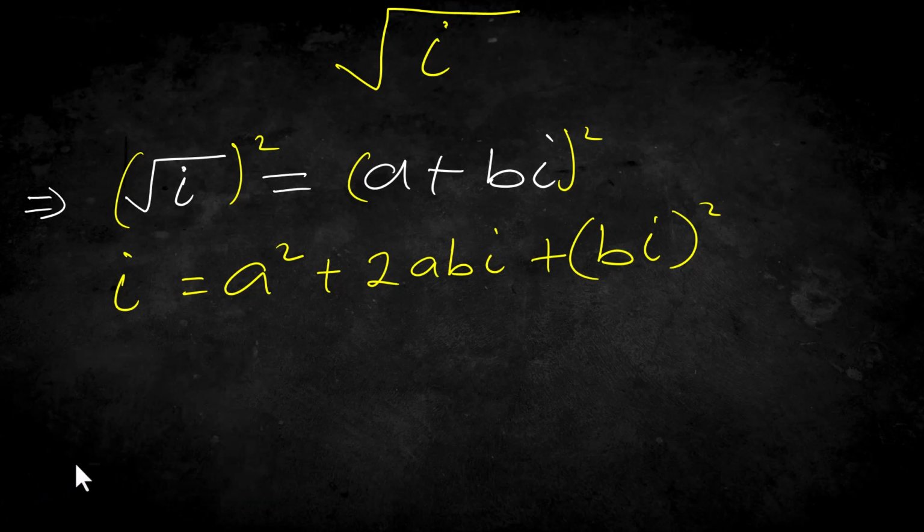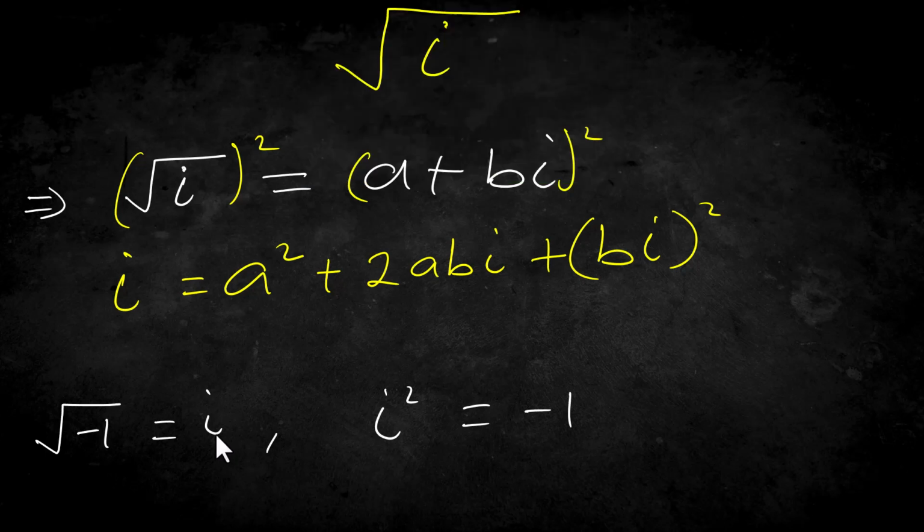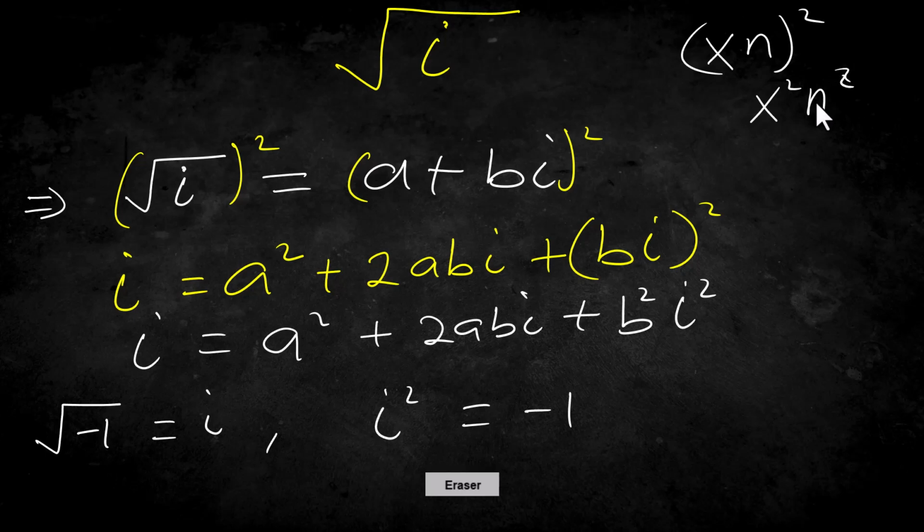Now before we proceed, let's understand that the square root of -1 is the same as i, and therefore i squared is the same as -1. Let's understand that. Now let's arrange this one. i is the same as a squared plus 2abi, plus b squared i squared, because x and all squared is the same as x squared n squared.